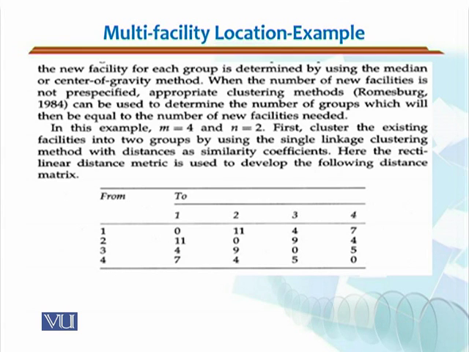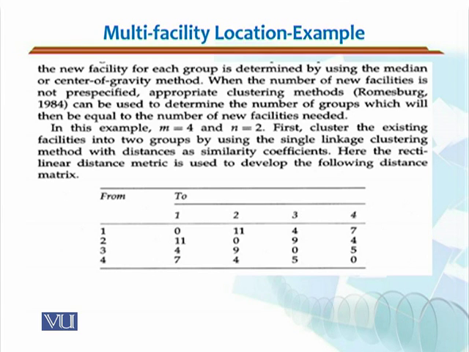In our example, we have M is equal to 4 and N is equal to 2. 2 distribution centers are there, 4 customer regions are there. First, cluster the existing facilities into 2 groups by using the single linkage clustering method with distances as similarity coefficient. Here, the rectilinear distance matrix is used to develop the following distance metric.